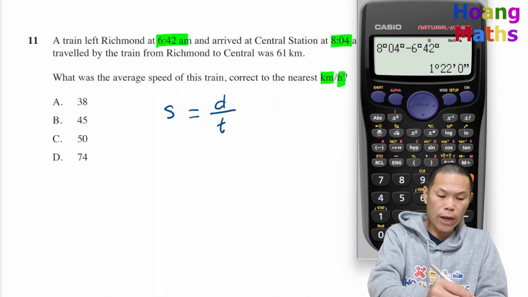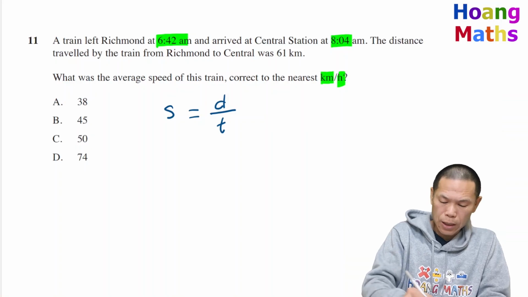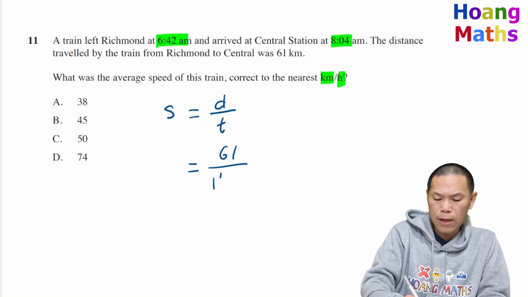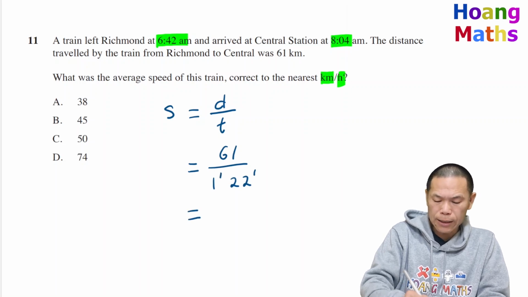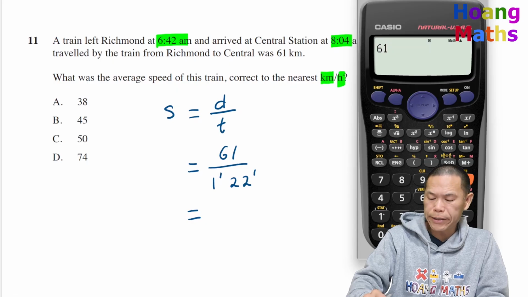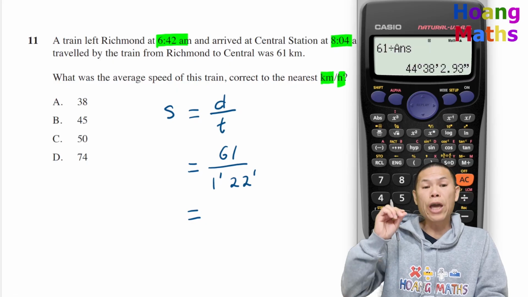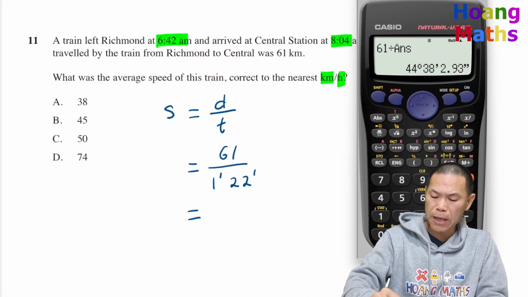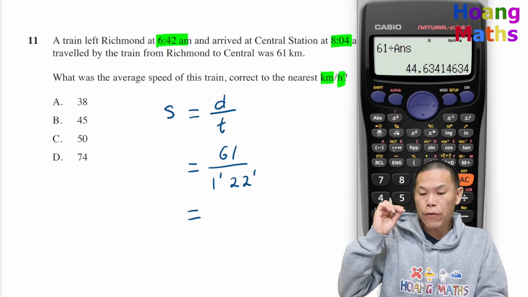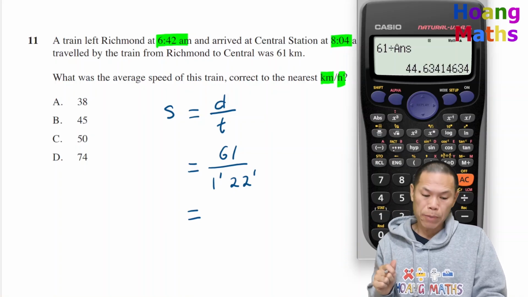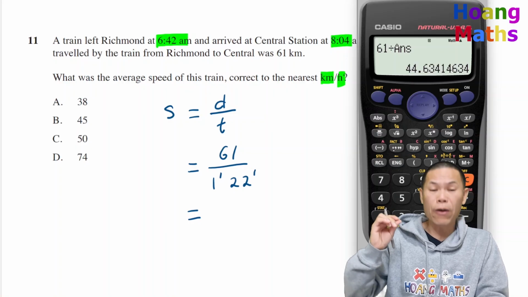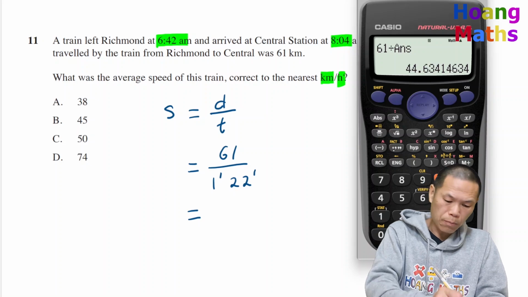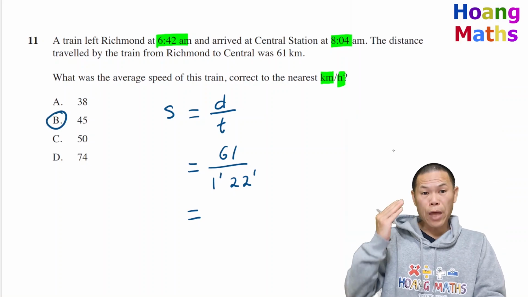So let me just write this down. 1 hour and 22 minutes. So that is 61 kilometers over 1 hour and 22 minutes. So just go 61 divided by the answer. So there you go, but we don't want time, we want distance, right? So we just press the DMS button, the bubble button if you wish. 44.63 kilometers per hour. So this one here is rounded up to a whole number, so it should be 45. So the answer should be B. There you go.